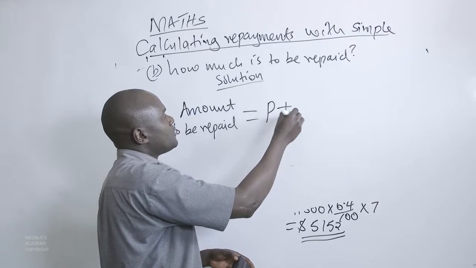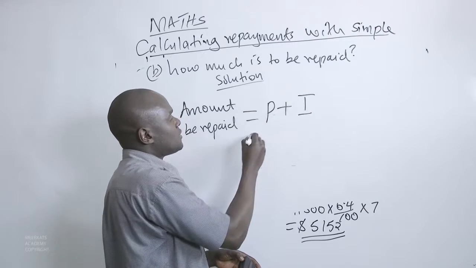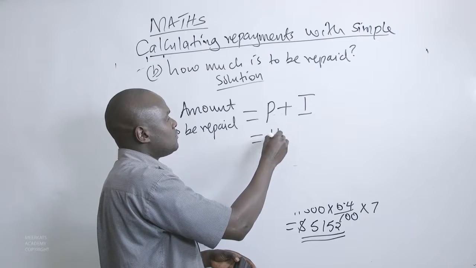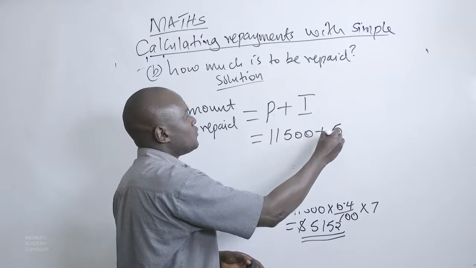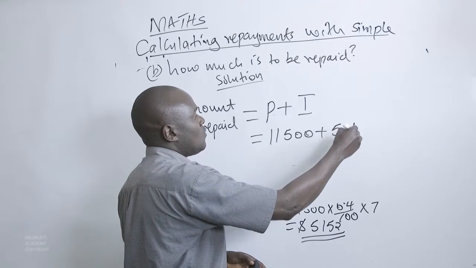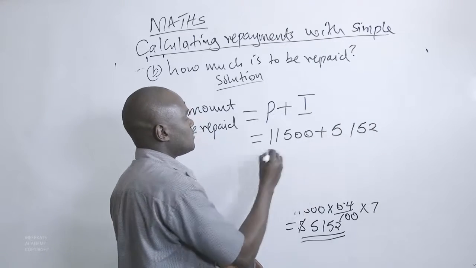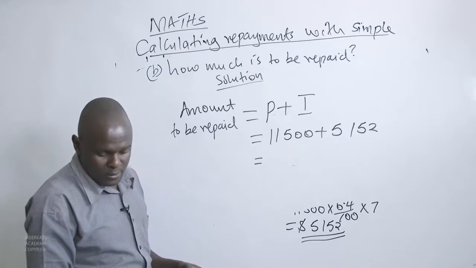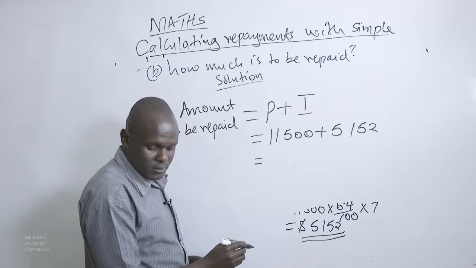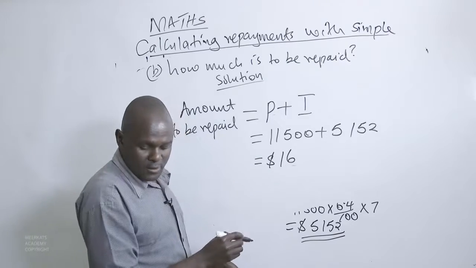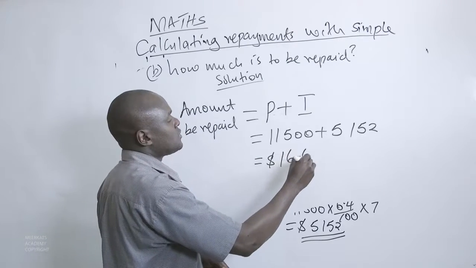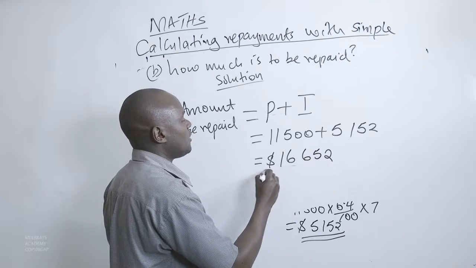Is the sum of the principal and the interest accrued, and our principal is $11,500. The interest accrued is $5,152, and this will give us a sum of $16,652.